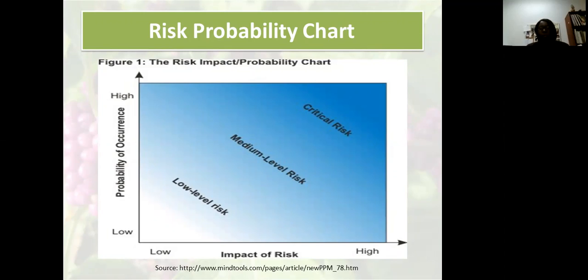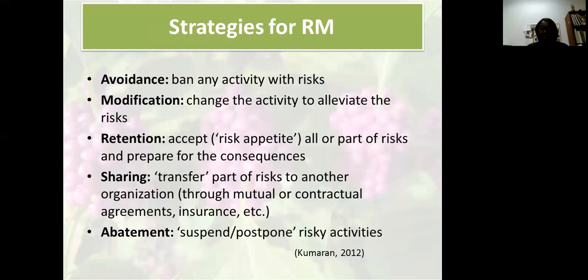So critical risks are the things that are high impact, high probability, or you'll hear some people refer to those as high risk. And you have medium level risk, which are those in between. So as you develop a risk management plan, you want to have something in place at least for those risks that are classified as high risk or medium level risk. So those are the things that are crucial to your organization.